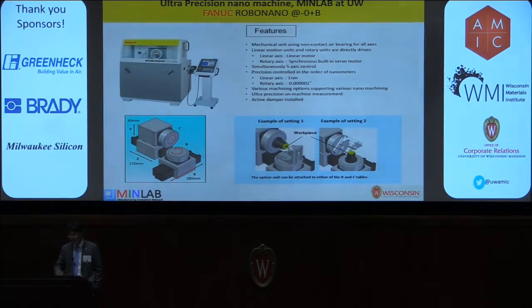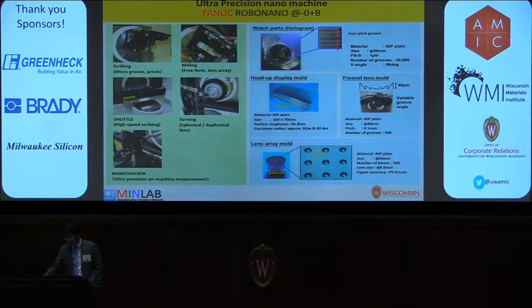So I'm going to have this machine in my lab. And this is the typical process we can achieve through this machine. As I said, scribing, milling, and turning, and then nano checker, and then we have a shuttle unit to synchronize faster servo motion so that we can create very subtle features.